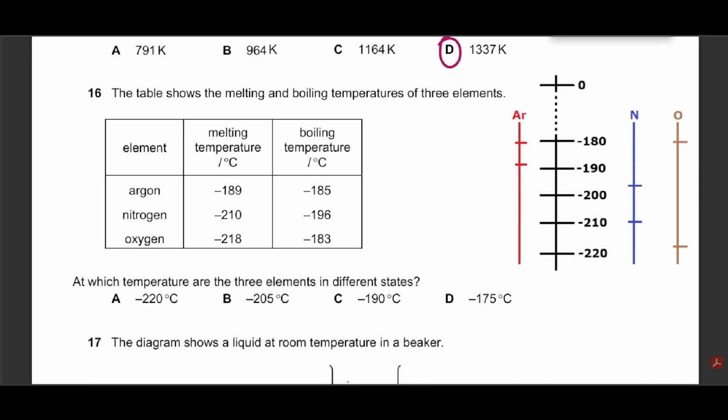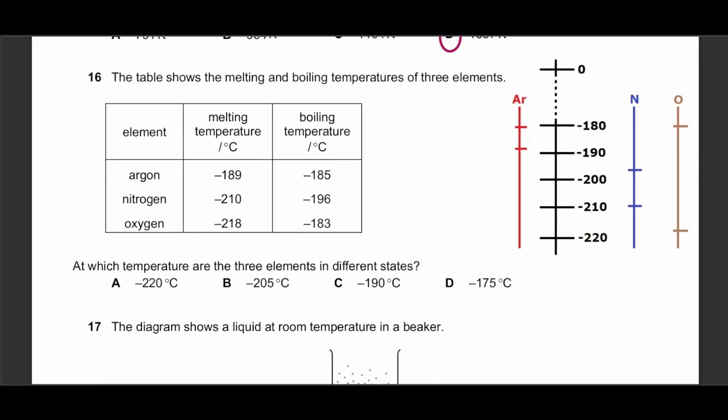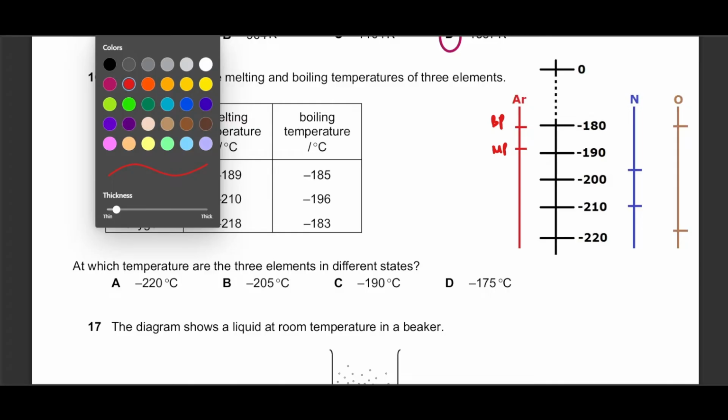Okay, so let's zoom in with the question. Now, argon is represented with the red color, nitrogen with the blue one, and oxygen with the brown one. So he says that the melting point for argon is minus 189. So this will be the melting point. This will be the boiling point, which is roundabout 185. Of course, I understand that it's a bit on the higher side, it should be in the center, but we can ignore that.